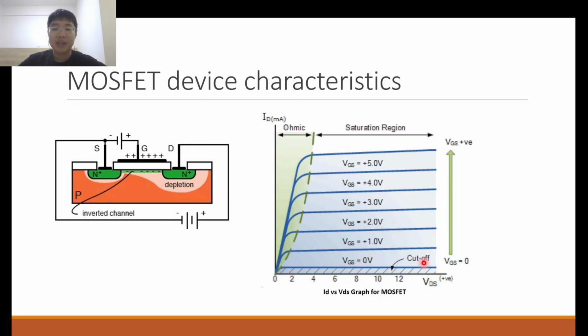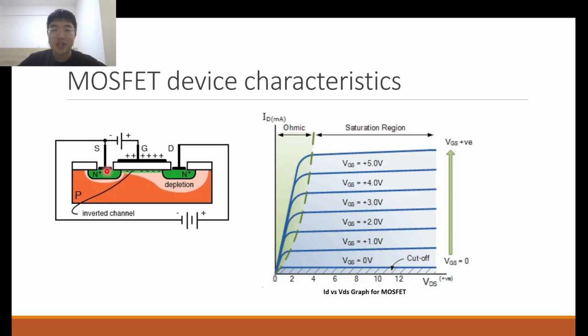So of course, when the gate voltage is below threshold voltage, we observe that there's no drain current. Each curve represents a different gate voltage. When the gate voltage increases, we see that the current increases. Let's take a look at one of these curves. We see that as the drain source voltage increases, the drain current increases first in the ohmic region.